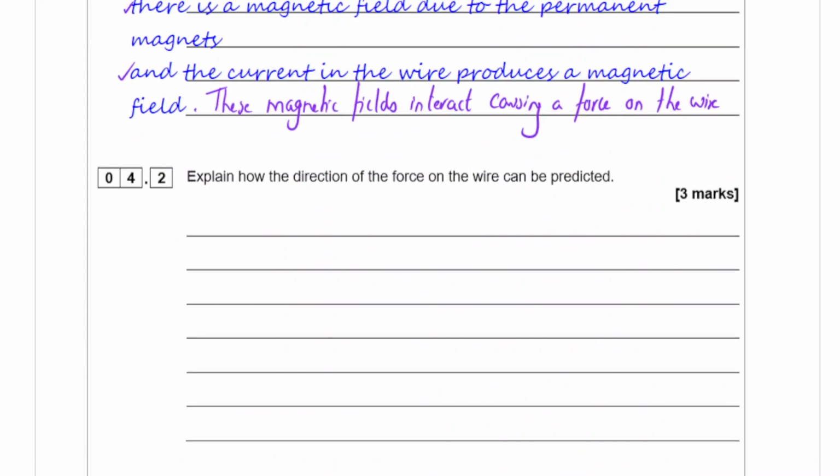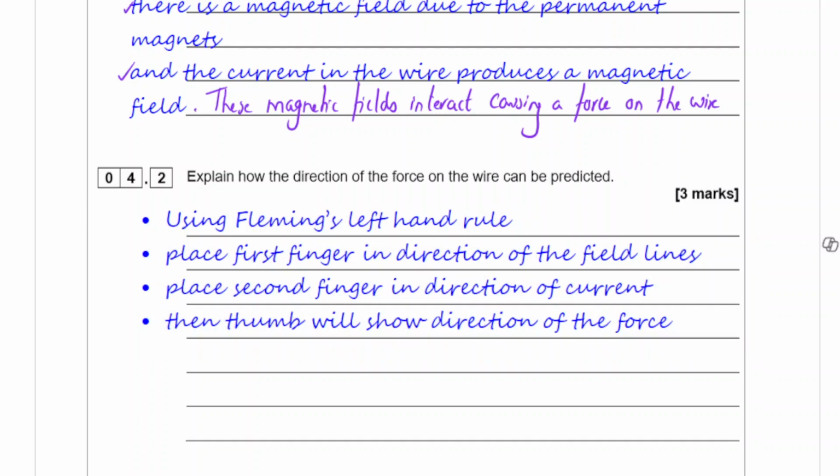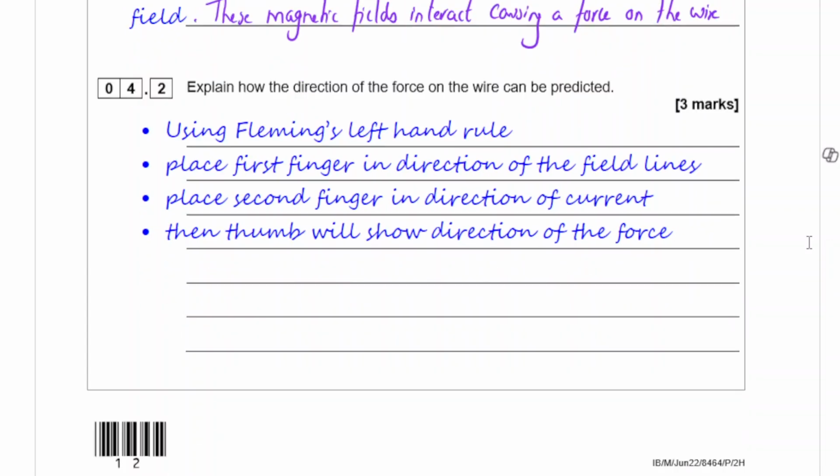So the answer: using Fleming's Left Hand Rule, place first finger in the direction of the field lines, place second finger in the direction of the current, then thumb will show the direction of the force.